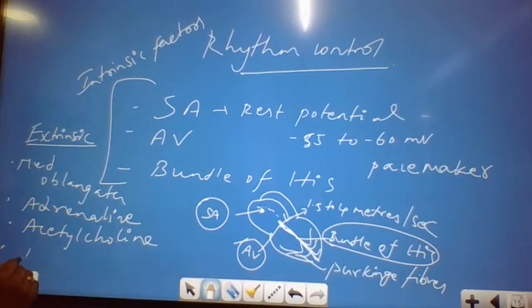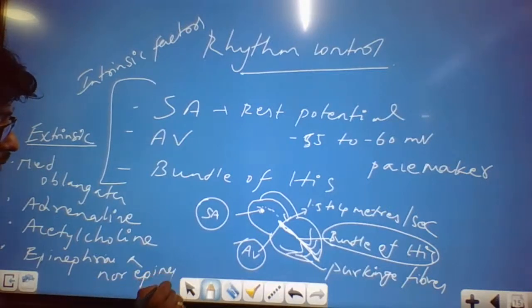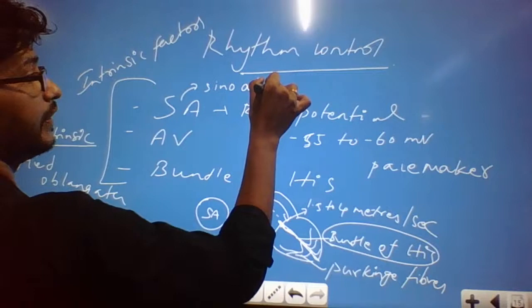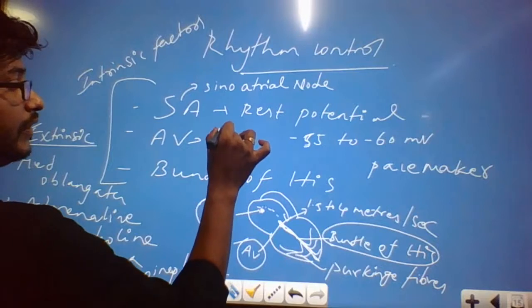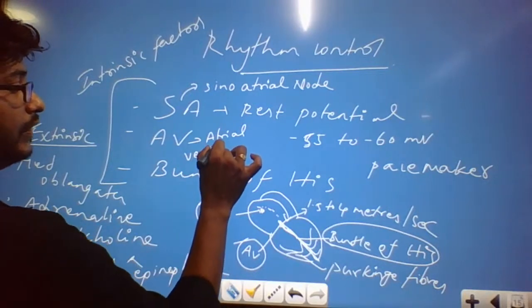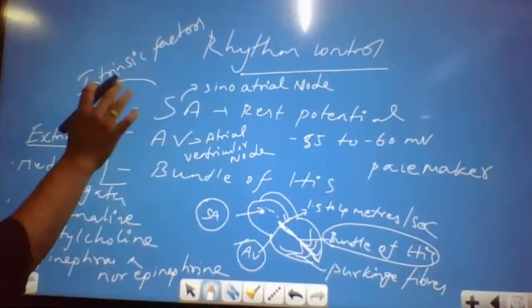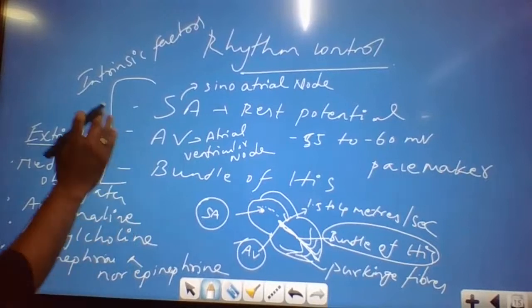then acetylcholine, then epinephrine and norepinephrine. Epinephrine and norepinephrine, right? So SA stands for sinoatrial node. AV stands for atrioventricular node. These are the intrinsic factors which are already there inside. Now we could see the extrinsic factors.